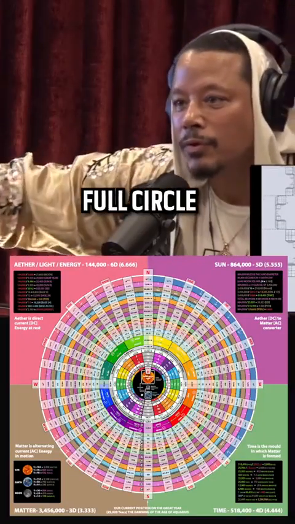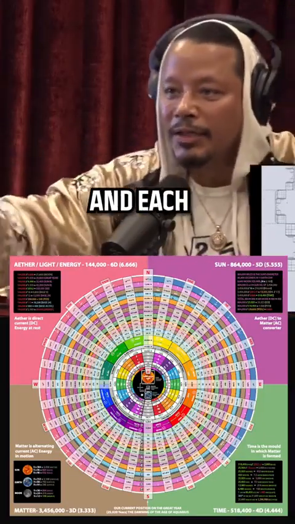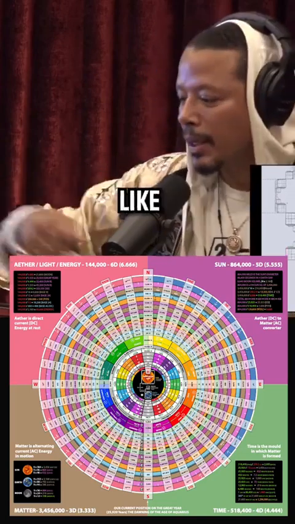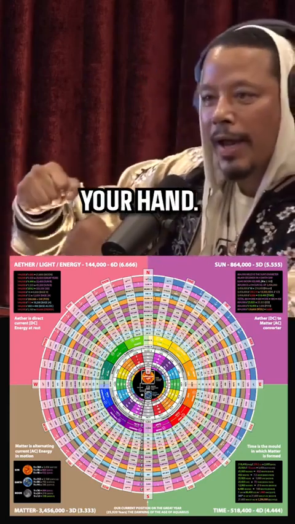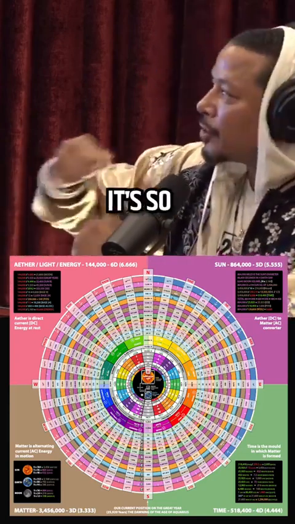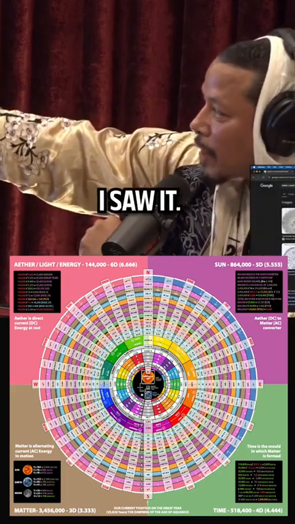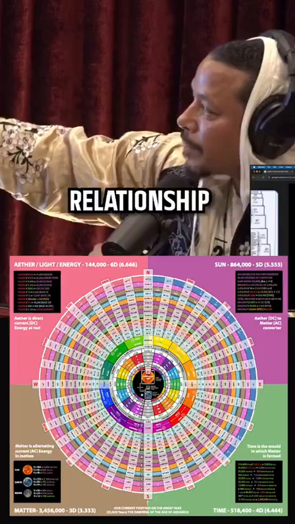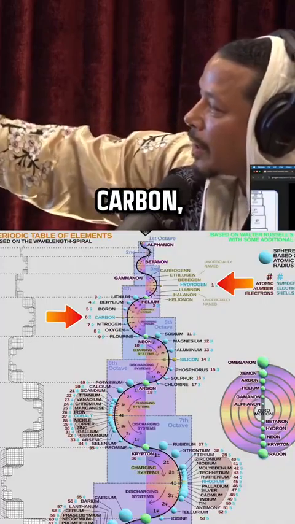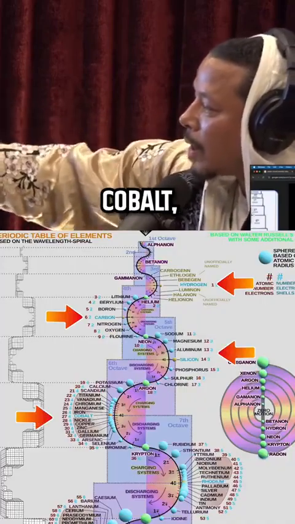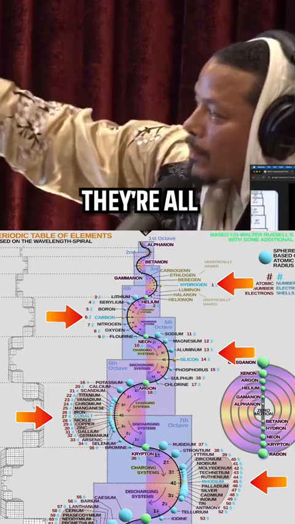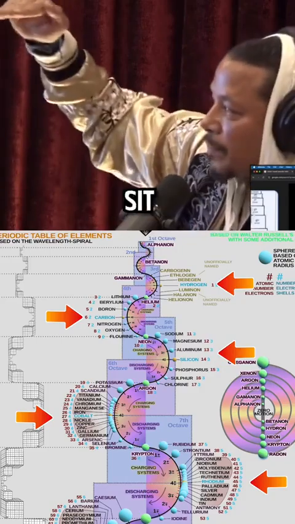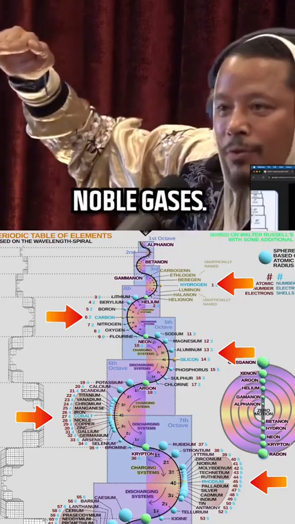Everything was a full circle laid out, and each area was just expanding, like wrapping a rag around your hand. The first wrap, it's so tight. This is how I saw it more so, but as a vortex. You'll see there's a relationship between hydrogen, carbon, silicon, cobalt, rhodium. They're all bonded. They all sit as the middle point between two noble gases.